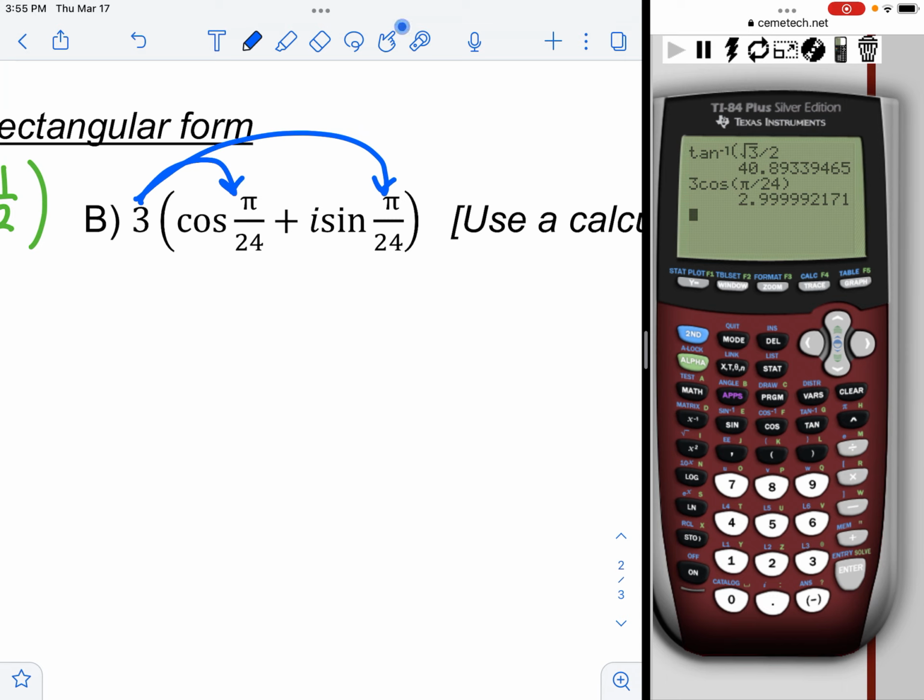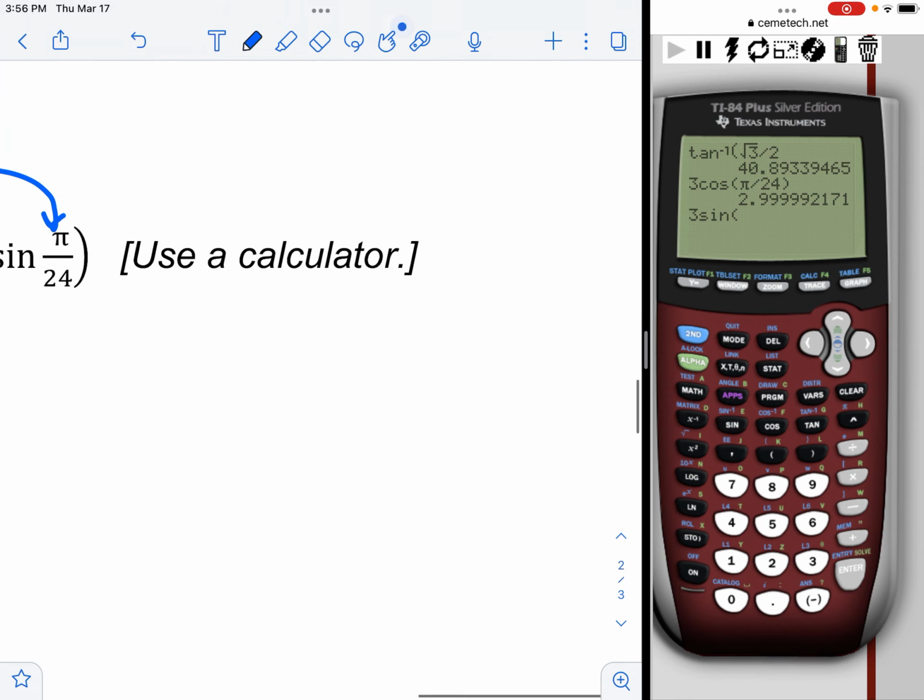How come I didn't get that on my answer key? Let's try the other one. Sine of pi divided by, oops, I forgot the 3. 3 sine of, oh, I know why. Look at what this is right here. This is a radian. I never changed my calculator back to radian mode. So it says use a calculator, but make sure you write the note radian mode.